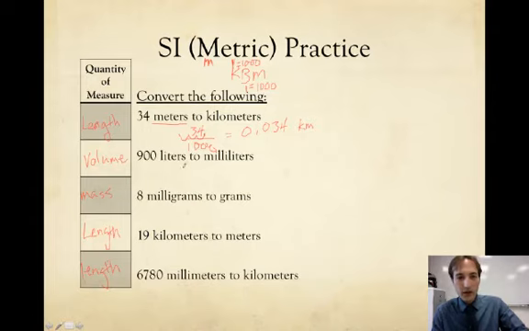Okay, next one, 900 liters to milliliters. This again is a base unit. We're going to millis this time. I'm going to a smaller unit. 1,000 of these equals one of these. So again, I'm going to the right, so I'm going to multiply. Basically, you multiply if you're moving to the right through KBM, and you divide if you're going to the left.